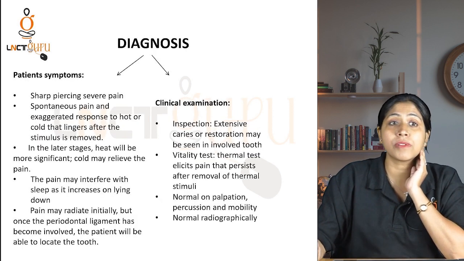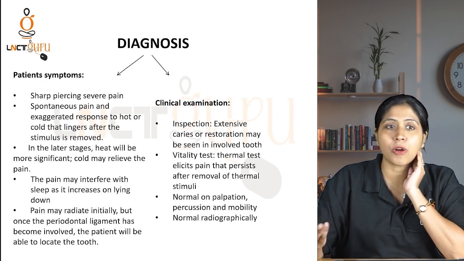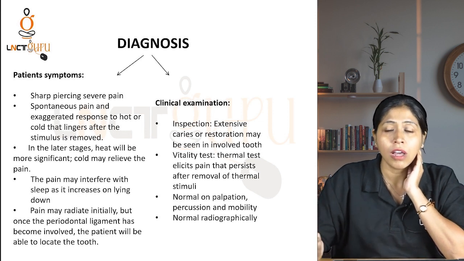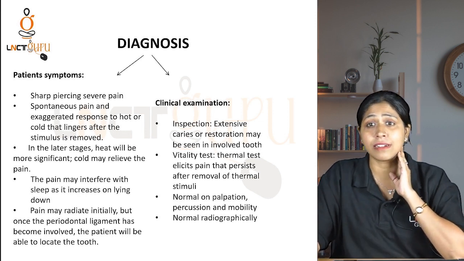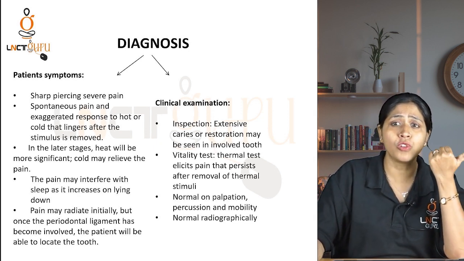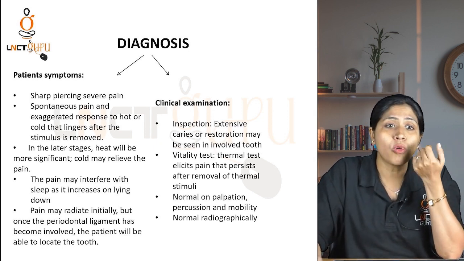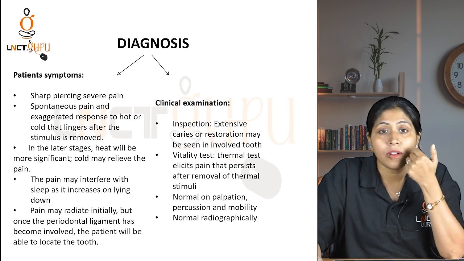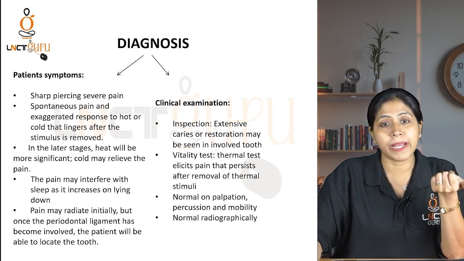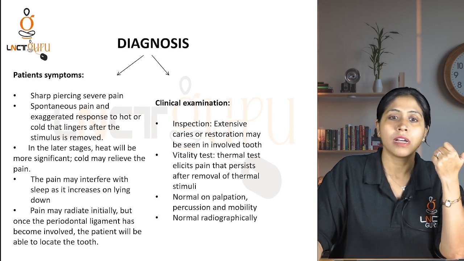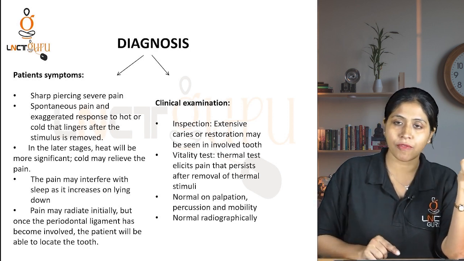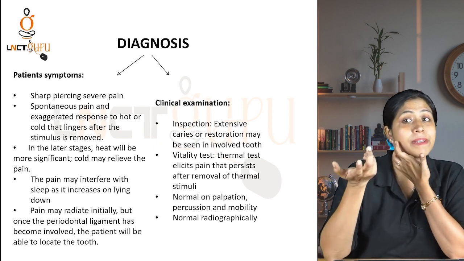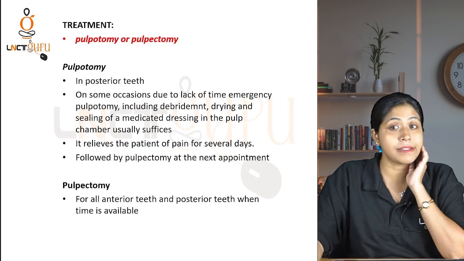Okay. Now again the symptoms: sharp, severe pain, spontaneous pain that lingers on, pain more due to cold and heat, something like hot food, hot fluids, and cold may relieve the pain, and it may radiate to other parts also. What are the clinical examinations we have to do? We have to do the inspection, vitality test, percussion, mobility, palpation, and radiograph. In radiograph, sometimes you may not see a definite involvement of pulp, but there might be some involvement, so we have to take care of that. Treatment is pulpotomy and pulpectomy.